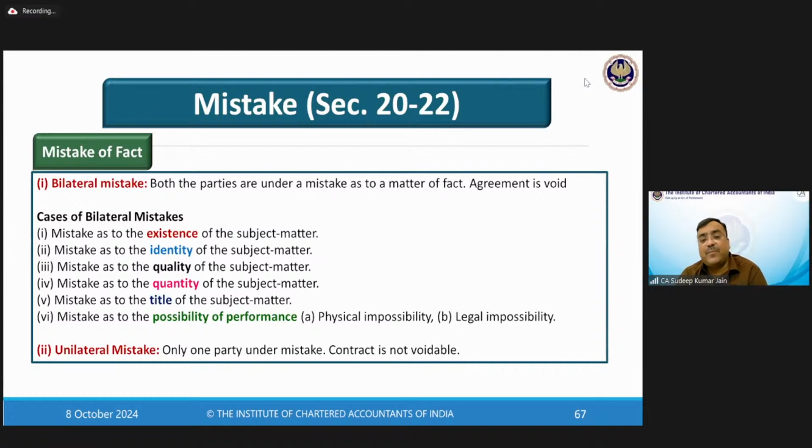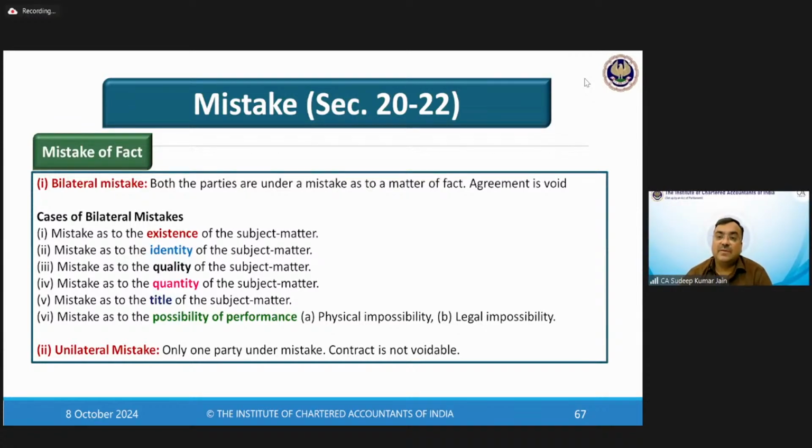Again, mistake as to the possibility of performance. Physical impossibility means physically impossible to perform. Legally impossible means physically possible to perform, but as per law it cannot be performed. In this case, contract is void. Possible नहीं है perform करना, impossible है, contract void. Possible है, but law has made the restriction, law has made the prohibition on performance of this act. Means possible but not legally possible. Again, it is void.